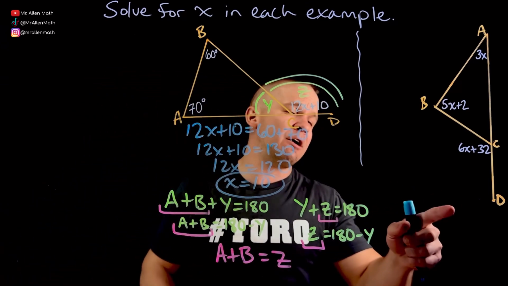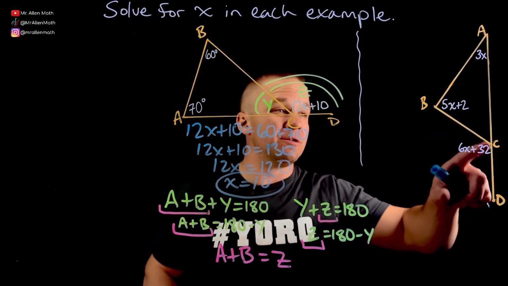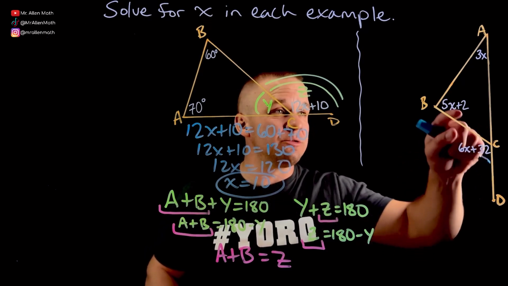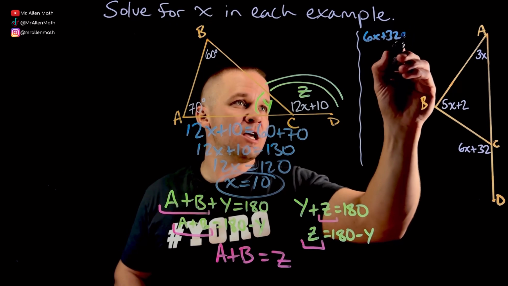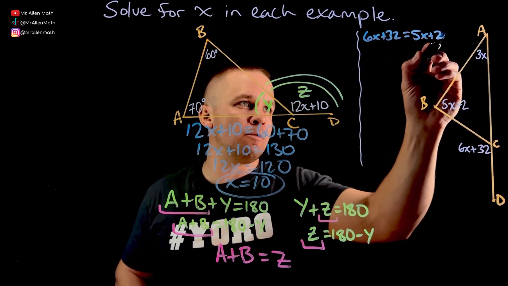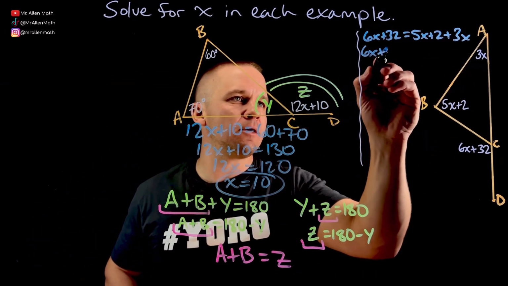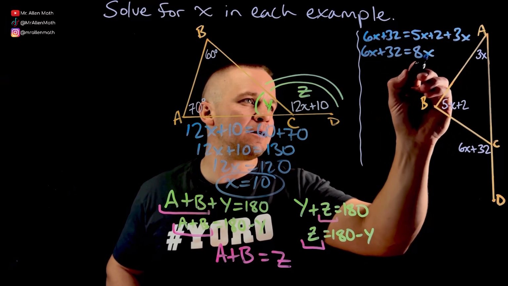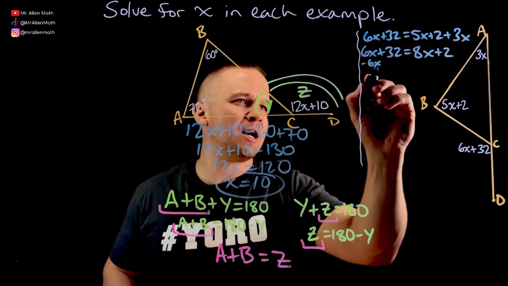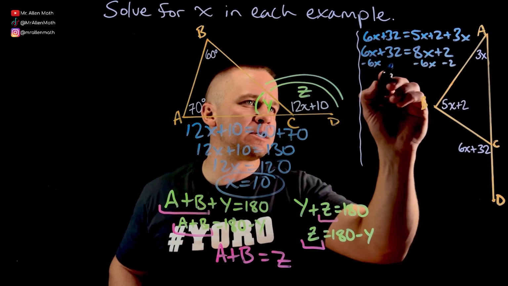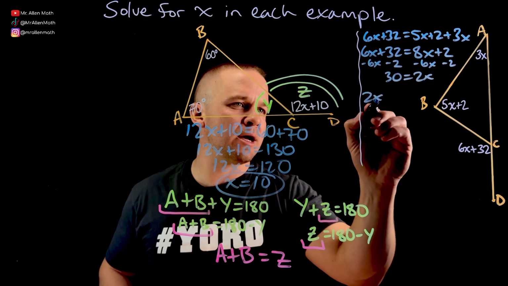Right now, I have all x's here. But I know this angle, this is my exterior angle, is equal to, not this guy here, it's supplementary to that one. This one's equal to the sum of these two. So let's set that up. We're going to have 6x plus 32 equals 5x plus 2 plus 3x. Just enough room. Beautiful. All right, so now I have 6x plus 32 is equal to, that's 8x plus 2. Now I'm going to subtract the 6x over and subtract the 2. I'll write that out because that's kind of a lot of algebra happening all at once. So we got 30 equals 2x. Let's rewrite that as 2x equals 30.